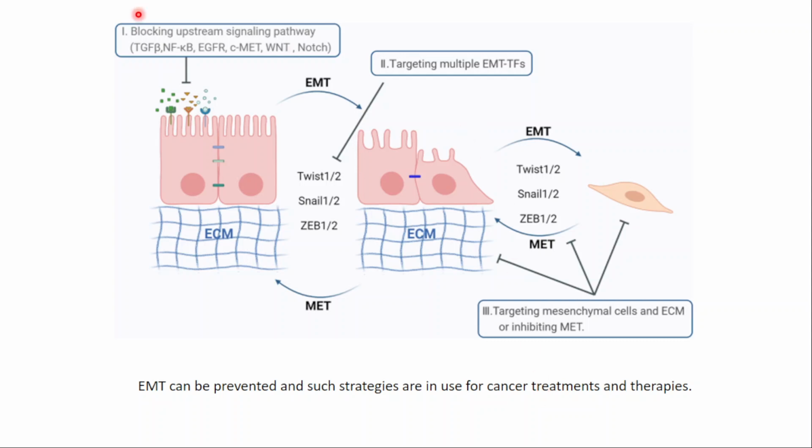Blocking upstream signaling pathways such as TGF beta, NF kappa B. These are the signaling pathways which trigger the initial stages of EMT, where we have loss of contacts between the cell and loss of junctions. Targeting multiple EMT transcription factors such as Snail, Twist. These are transcription factors which promote a more mesenchymal type. So such strategies are already being used in cancer treatment and therapies. So yes, it is possible to inhibit EMT, but inhibiting EMT or creating an embryo devoid of EMT is not a feasible idea, because the embryo needs it for such important processes like neural crest formation and mesoderm induction.